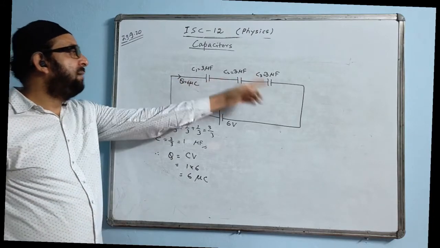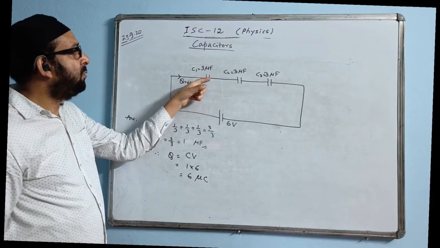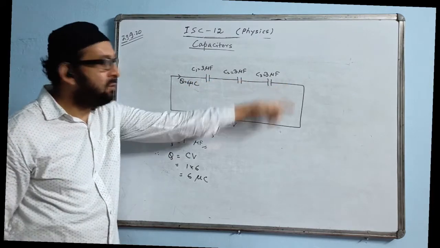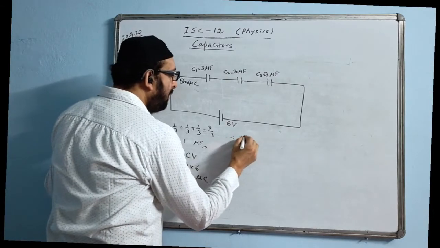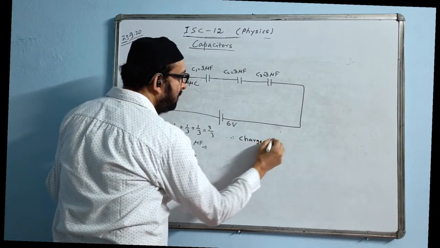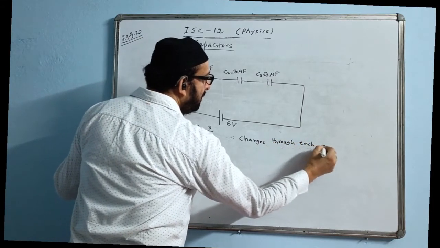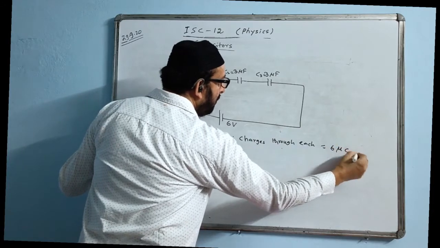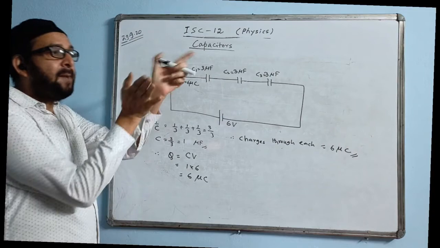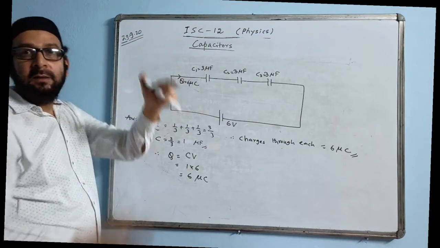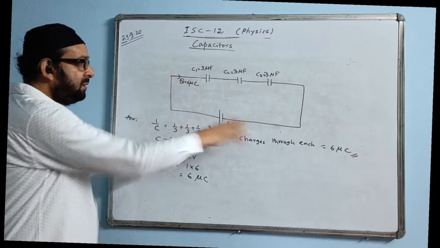Now we know in series, the same charges will flow, same charges will be stored. That means 6 microcoulomb will be stored here also, same will be stored here, same will be stored here. That means the charges through each one is the same answer, 6 microcoulomb. That is it, because they all are in series. If they are in parallel, then the charges will get divided. That case I will do just now. So for this question, this is the answer.